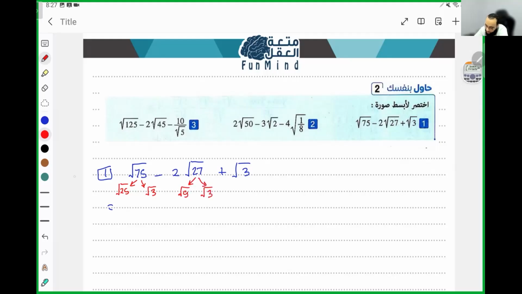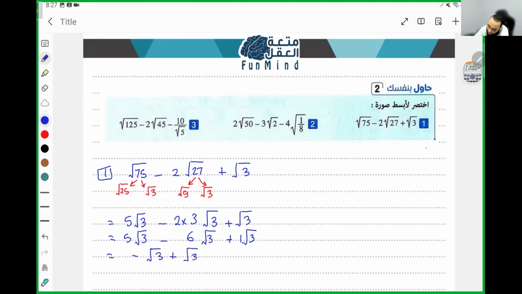Okay? So right now, what about 25? It's 5. 5 root 3. This is 5 and this is root 3. There is a 2 here. Don't forget the 2. Root 9 is 3. Root 3 stays the same. And root 3. Let's simplify more. 5 root 3, and this is 6 root 3, multiplying 3 by 2. And this is 1 root 3. 5 minus 6, negative 1. Then it's negative 1 root 3 plus 1 root 3.